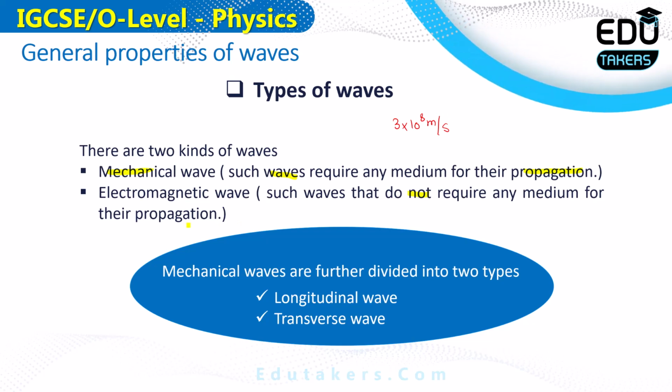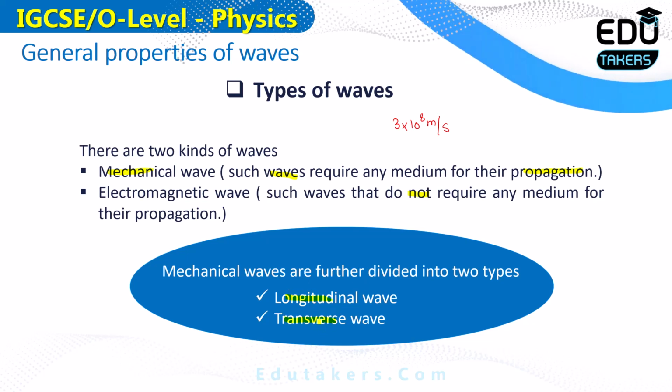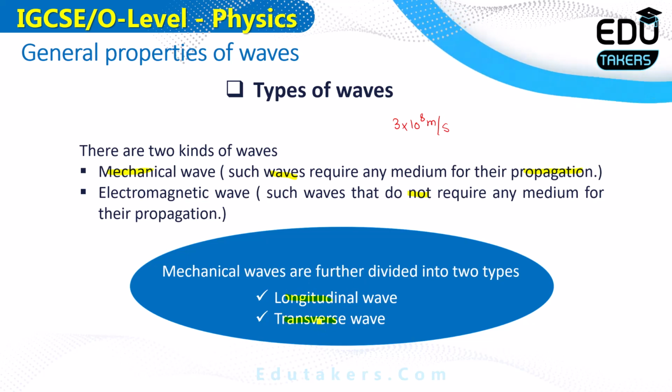Further, the mechanical waves are divided into two types. One is the longitudinal wave and the second one is the transverse wave. The mechanical waves can be longitudinal waves or they can be transverse waves.